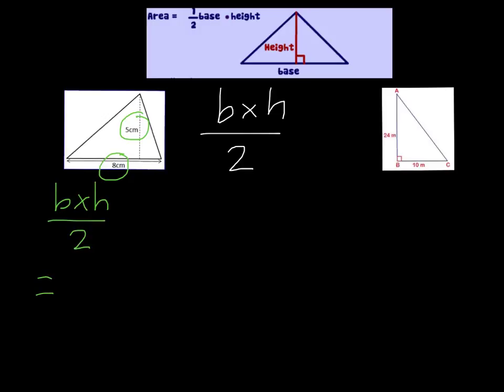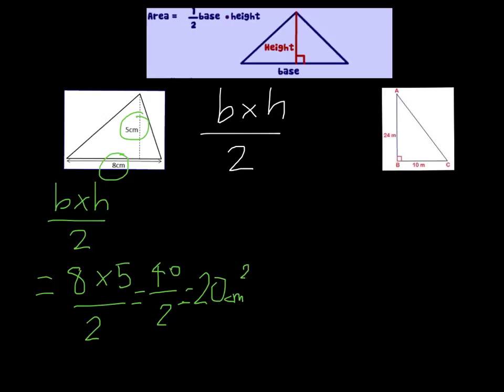So that is 8 in the base times 5 divided by 2. So 8 times 5 is 40, divided by 2 will give us the answer of 20. So our answer is 20 centimeters squared. Always remembering our units for area is very important.